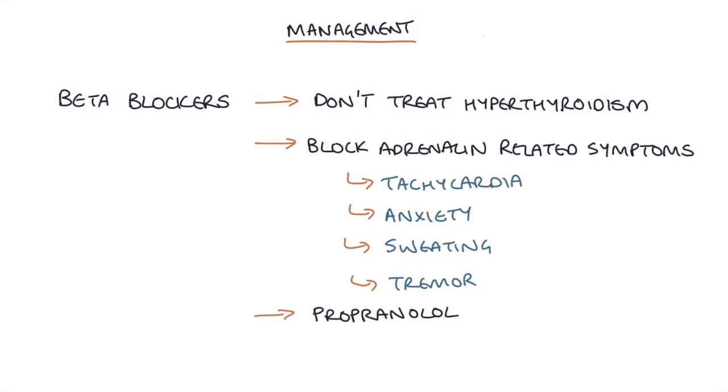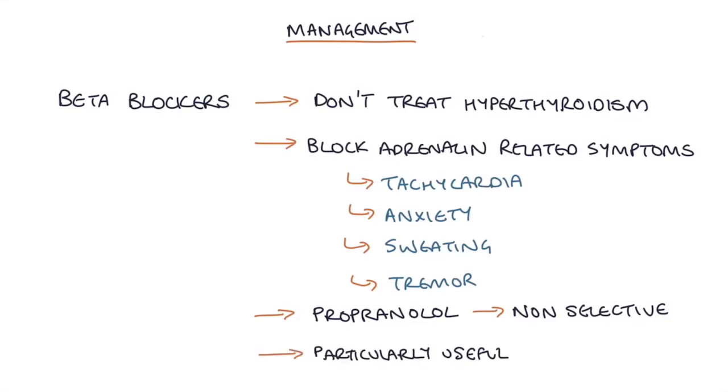Propranolol is a good choice because it non-selectively blocks the adrenaline activity, as opposed to more selective beta blockers that work only on the heart, and they're particularly useful in patients with thyroid storm.